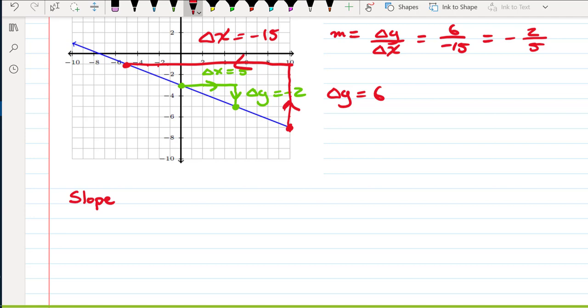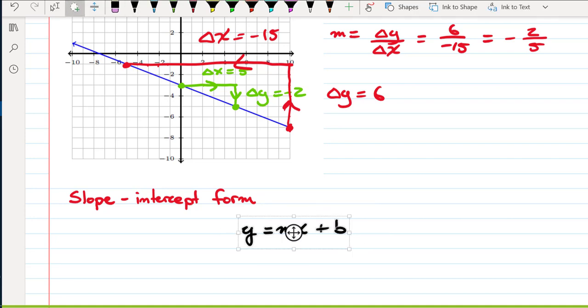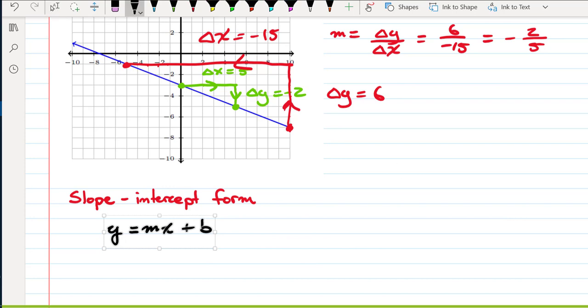So the next thing we want to talk about is slope-intercept form. And our slope-intercept form is y equals mx plus b, or f of x equals mx plus b.